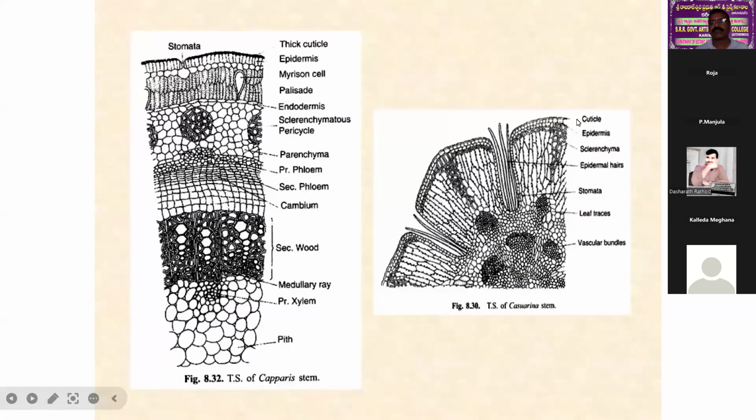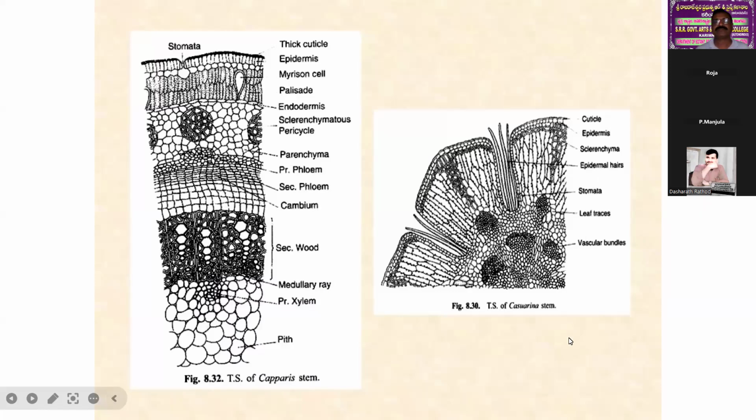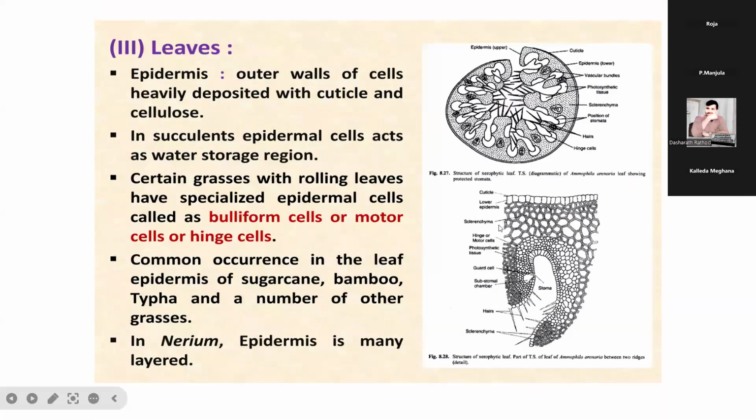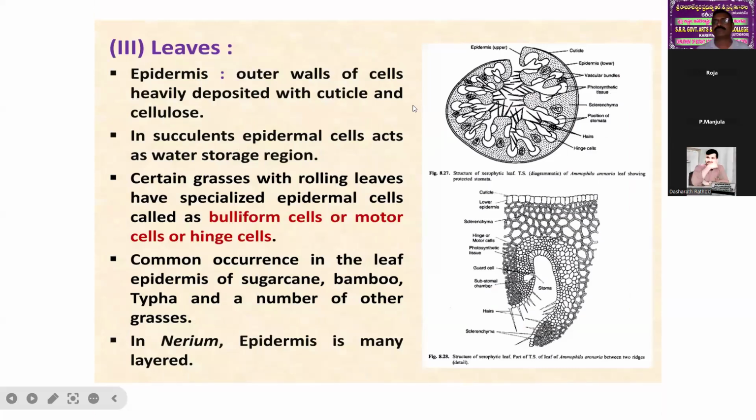Epidermal hairs, thick cuticle, followed by epidermis, leaf traces also, and well developed vascular bundles. In the leaves, the outer wall of the epidermal cells is heavily deposited with cuticle and cellulose. In succulents, epidermal cells act as a water storage region. Certain grasses with rolling leaves have specialized epidermal cells called bulliform cells, motor cells or hinge cells, a common occurrence in the leaf epidermis of sugarcane, bamboo and grasses.